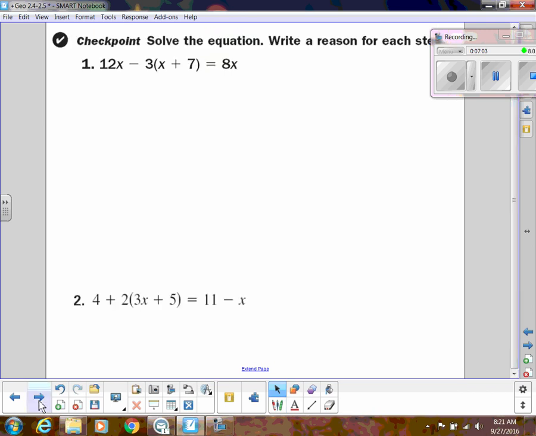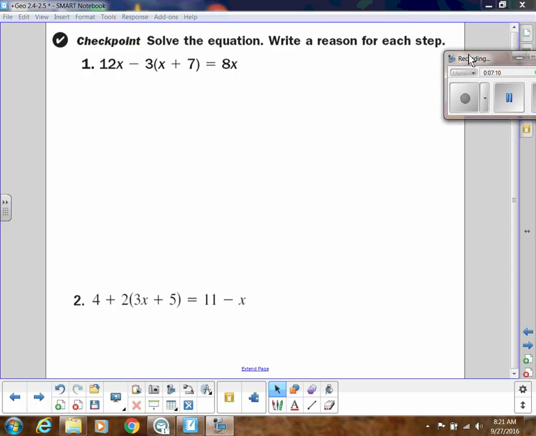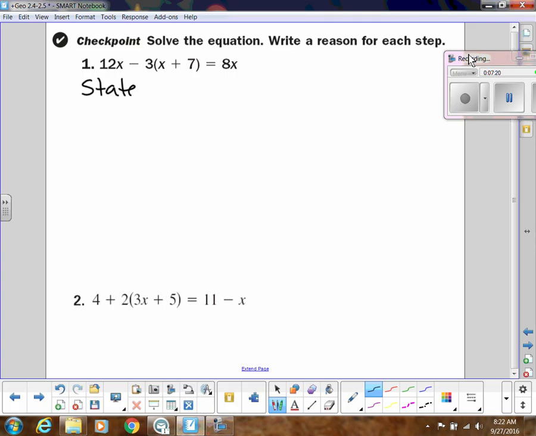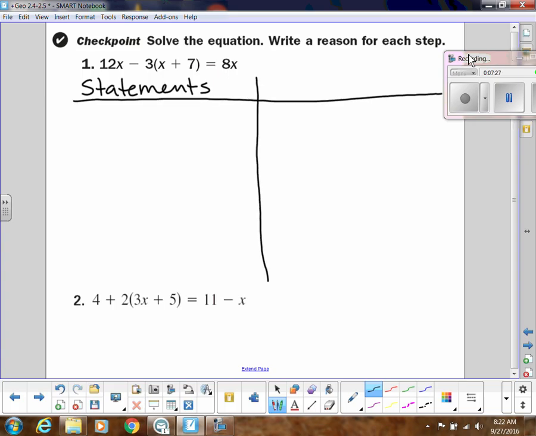All right, so let's look at how we're going to do this. Notice in the directions it says solve the equation, write a reason for each step. So we're going to do this in a more structured way. We're going to do what we call a two-column proof. So I'm going to keep all of my statements on the left, and this is just a way to organize our work, and then the reasons on the right. And we're always going to start with what was given. So what was given? We were given just this equation.